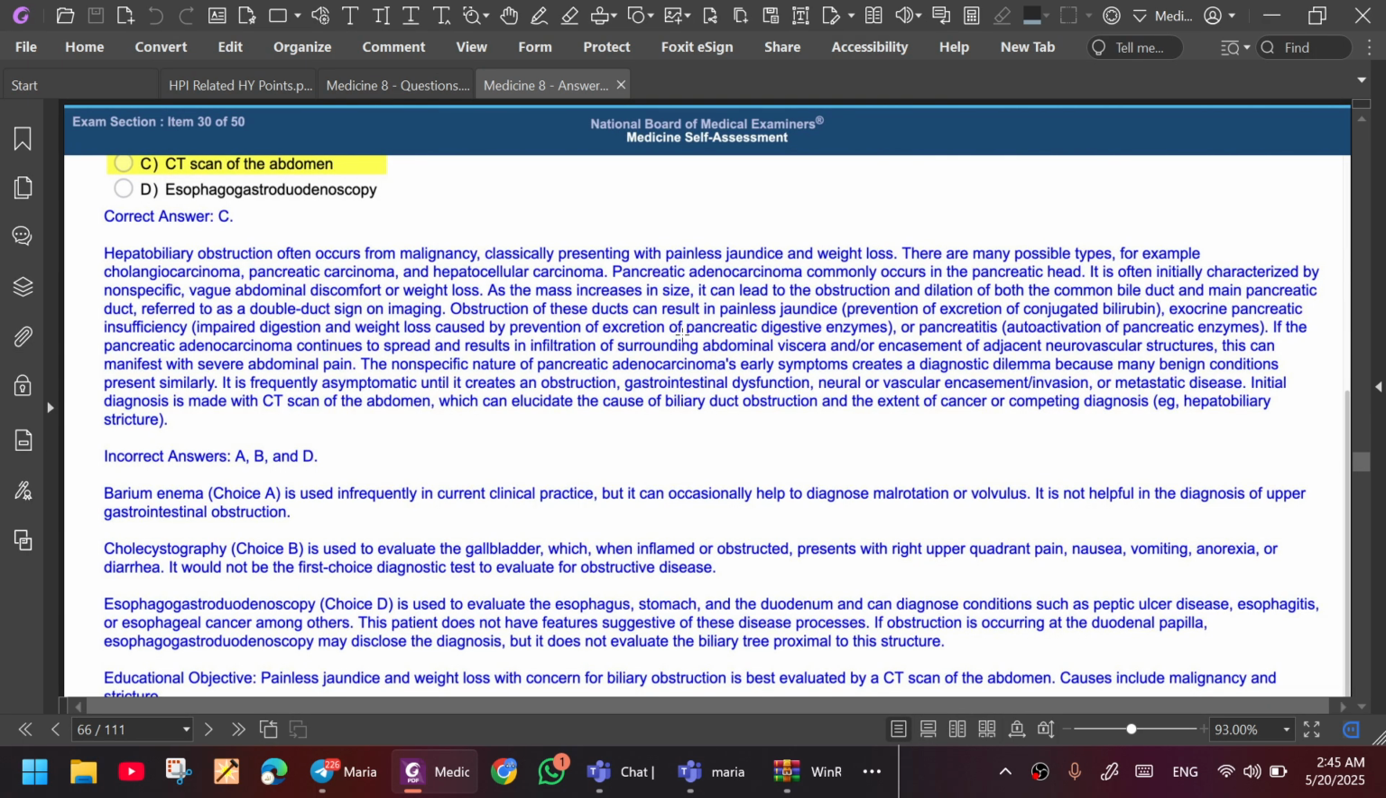It's not esophagogastritis. Where was I? I was looking for another. Okay, it's not esophago. No, I don't need to read that one. It's fine.